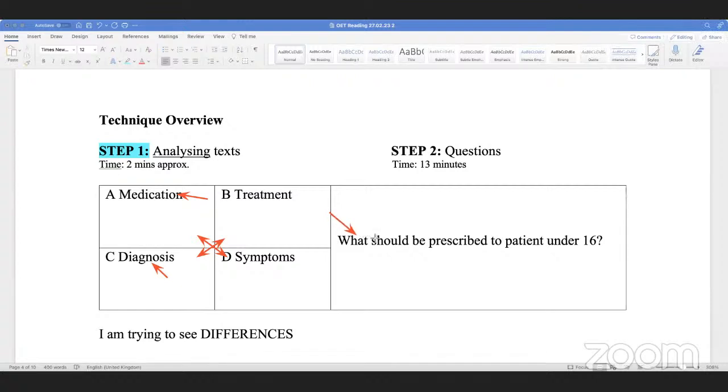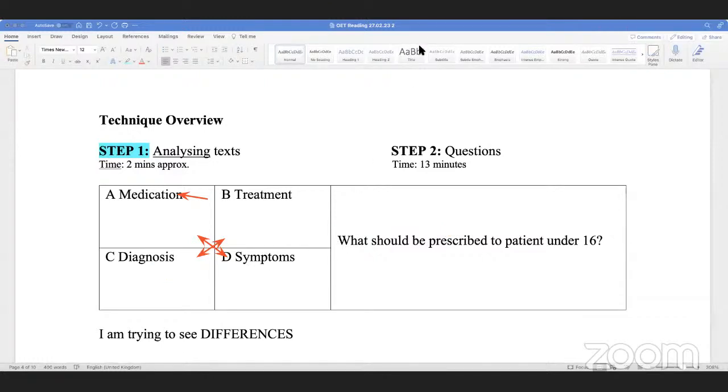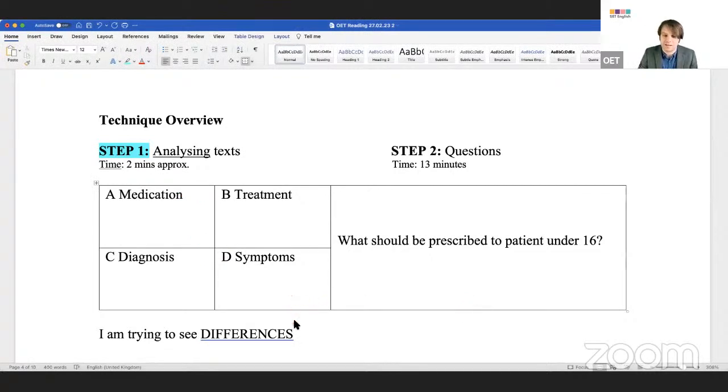What should be prescribed to a patient under 16? What text should I look at? Medication. Right. So do I need to read all 4 of the texts now, guys? No, because I differentiated the texts at the start.